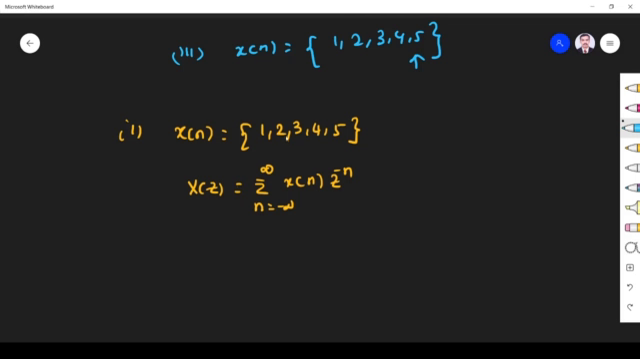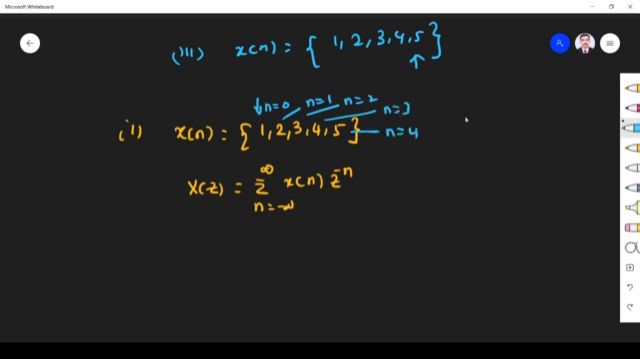Here you see x of n is given, but without an arrow mark. If there is no arrow mark, the first sample is n is equal to 0. So this is n is equal to 0, this one is n is equal to 1, this one is the value of the signal at n is equal to 2, this is n is equal to 3, this is n is equal to 4.